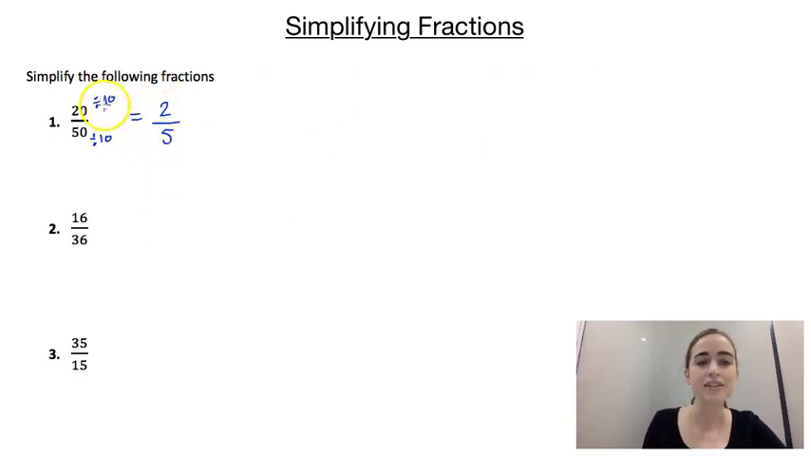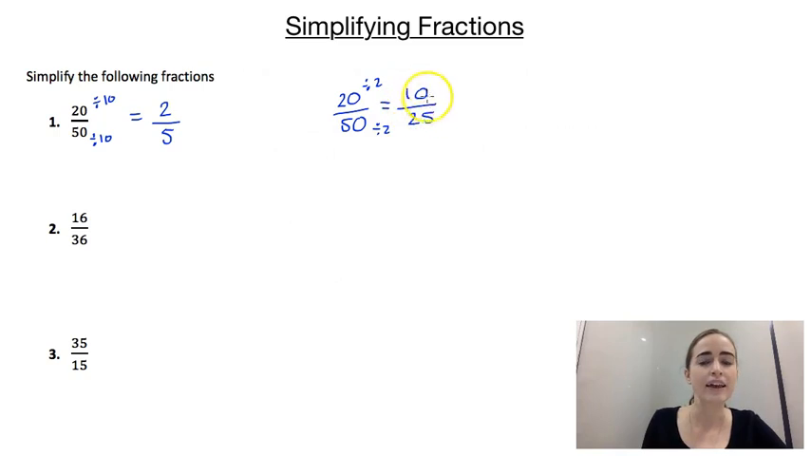Now if you can't spot the highest common factor straight off, maybe you're looking at 20 over 50 and you're not sure what the highest common factor is, if you can find anything that you can divide the top and bottom by, we can do that step and then see if we can simplify it again. For example, if you can tell that because they're both even numbers, we can divide them both by 2. So let's do that. We'll divide top and bottom by 2. So 20 divided by 2 is 10, and 50 divided by 2 is 25.